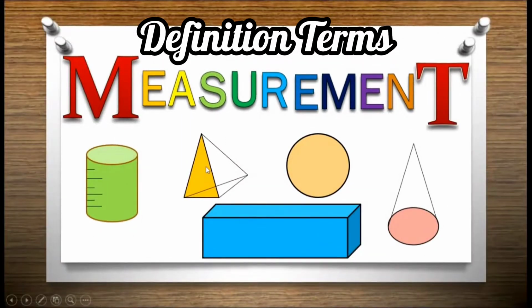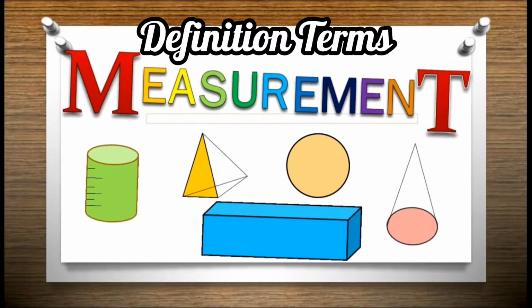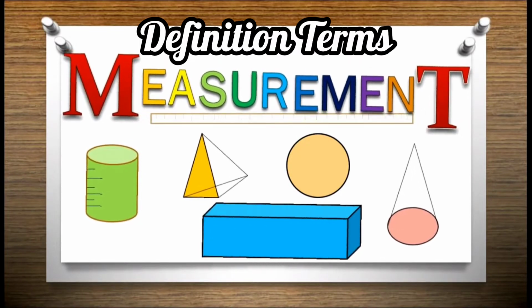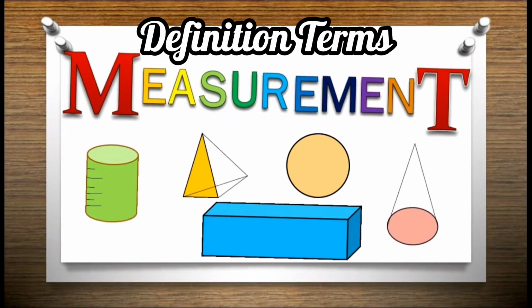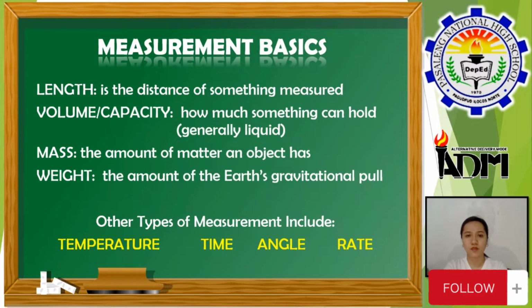But before we move on to approximating measurements, first we need to define the different terms that we will be using all throughout the discussion. Measurement basics. So we have here the length. Length is the distance of something measured. Volume or capacity, how much something can hold, generally liquid. And then mass, the amount of matter an object has. And then weight, the amount of the Earth's gravitational pull. Other types of measurement include temperature, time, angle, and then rate.